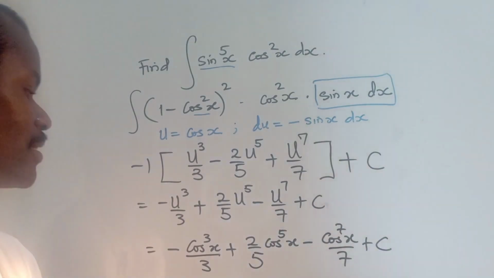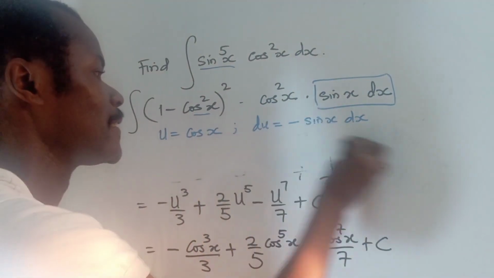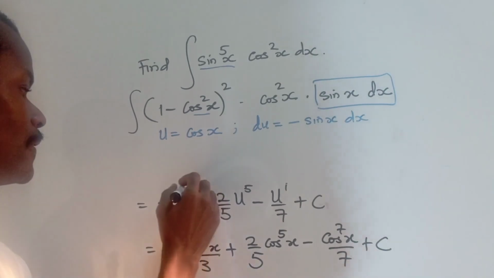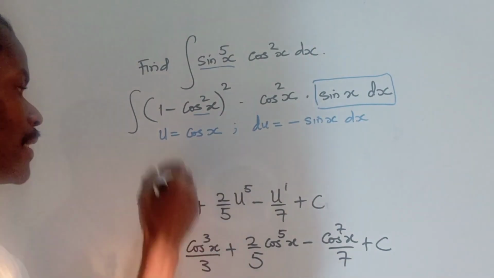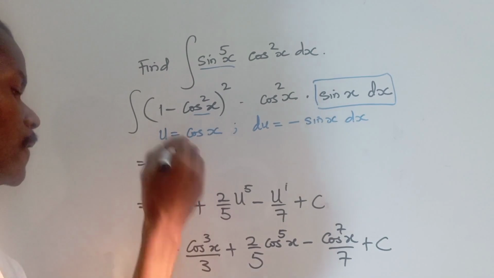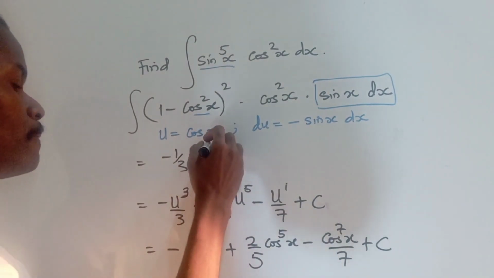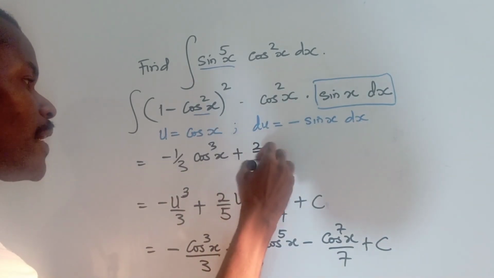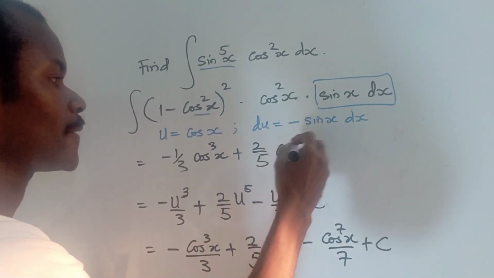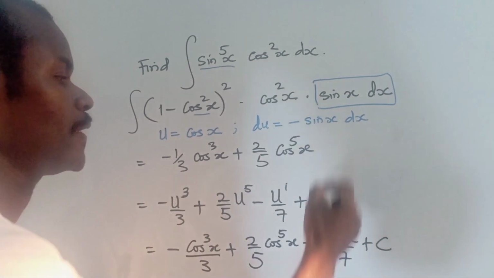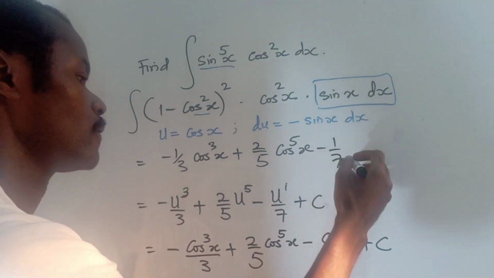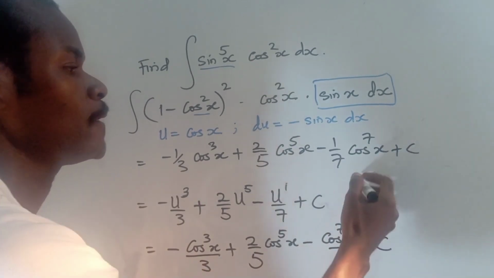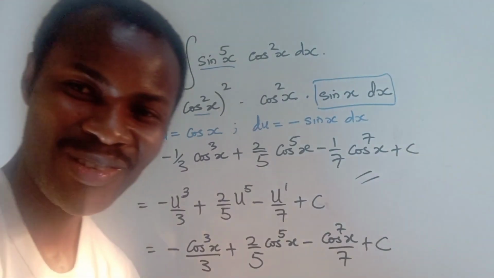If you wish, you can still write it in fractional form, which you can write as this. You can write this as negative 1/3 cos x to the power of 3, plus 2 over 5 cos x to the power of 5, and minus 1 over 7 cos x raised to the power of 7, plus C. So this gives us the simple solution to this.